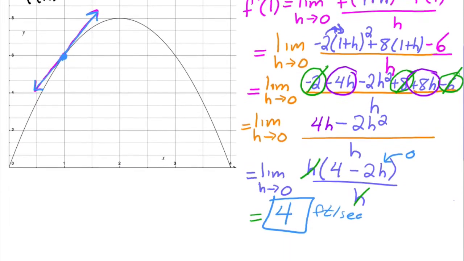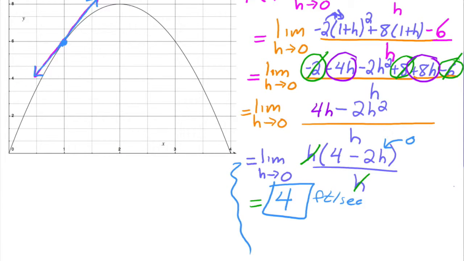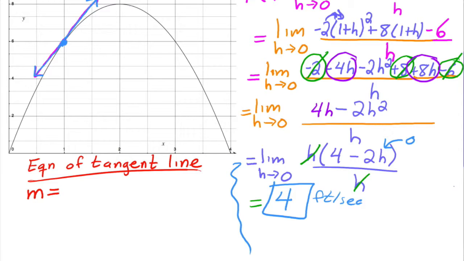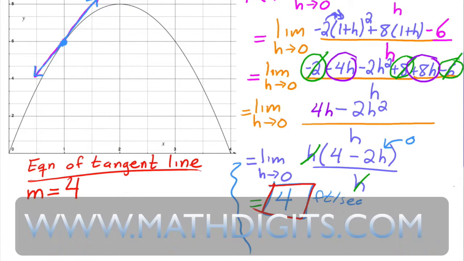Okay, now let's find the equation of the tangent line. So let's say we're looking for the equation of the tangent line, we've got the slope already. We just found it. The slope is going to equal 4. Okay, and so then we write down the usual y equals mx plus b. We plug in 4 for the slope, and then an x value and a y value.